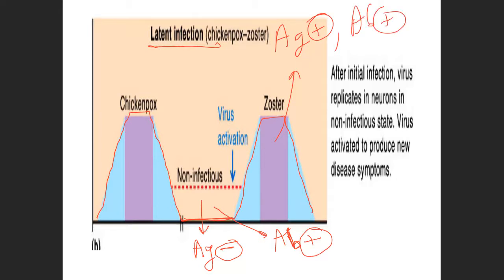Whereas in a chronic infection, you always get the antigen present. The antigen is not hidden. It's there. It's just acting very slowly.